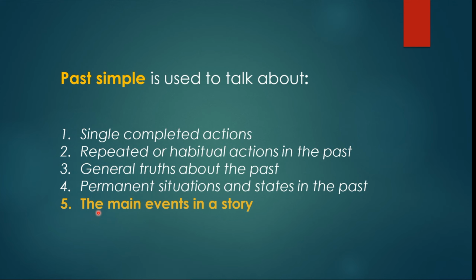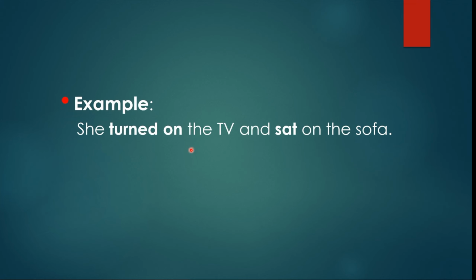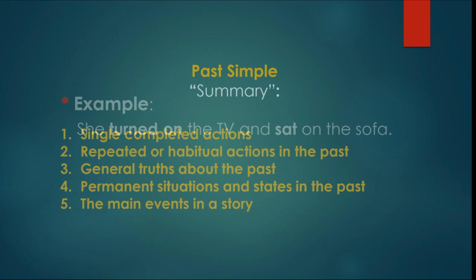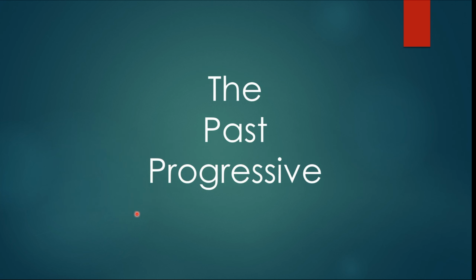And finally, the main events in a story. We know that we usually use past tenses to tell stories. And when the action is something single and, well, just reporting one single act, we use past simple. Like she turned on the TV and sat on the sofa. Well, a summary of the functions of past simple: single completed actions, repeated or habitual actions, general truths, permanent situations and states, and main events in a story.